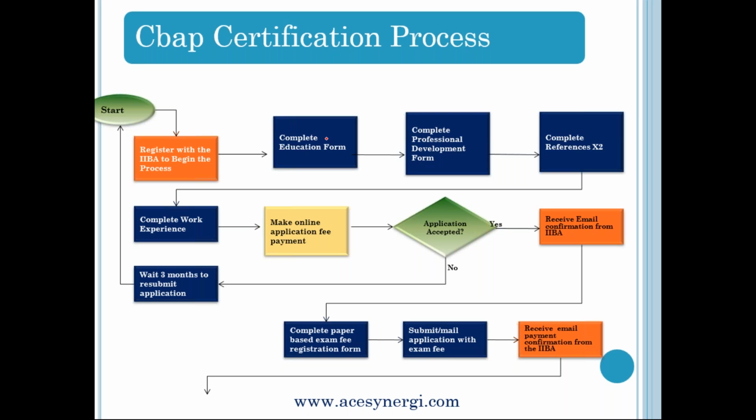You will need to fill up the education form, where you talk about your education from high school to your degree to post-graduation. You will also have a block called the professional development form. This form talks about the number of PDUs that you need to acquire in the last 4 years in order to qualify for the examinations. The number of PDUs that you need to acquire is 35. PDUs stand for Professional Development Unit.